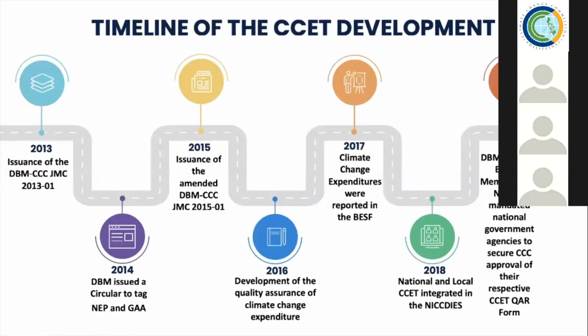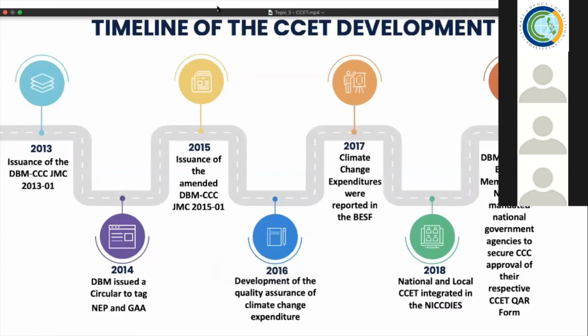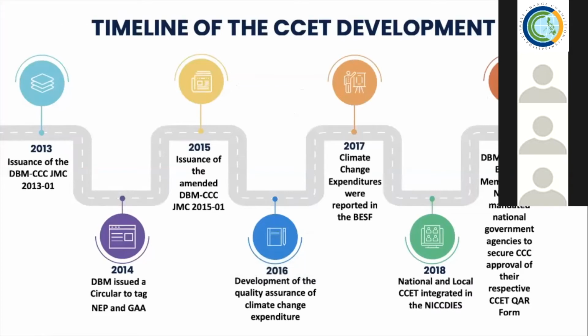As stated in the previous slide, the CCC and DBM issued the JMC 2013-01 on the guidelines of CCET. In 2014, the DBM issued a circular calling agencies to tag climate change expenditures in the NEP and GAA. In 2015, the JMC was revised to enhance the process and institutionalize the functions of the help desk.